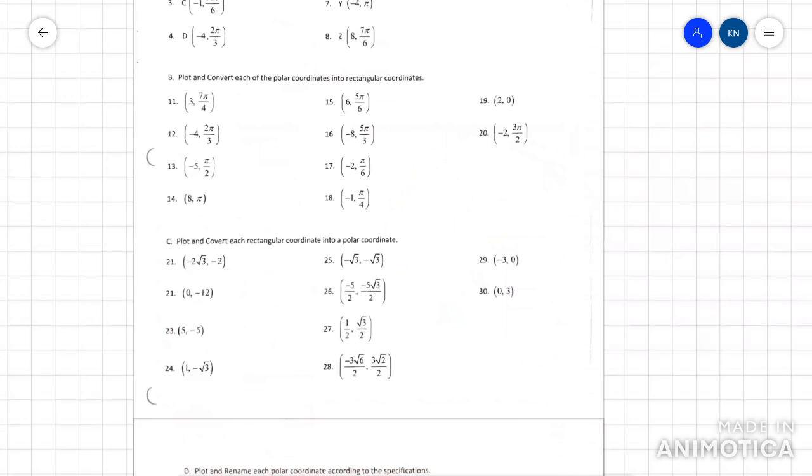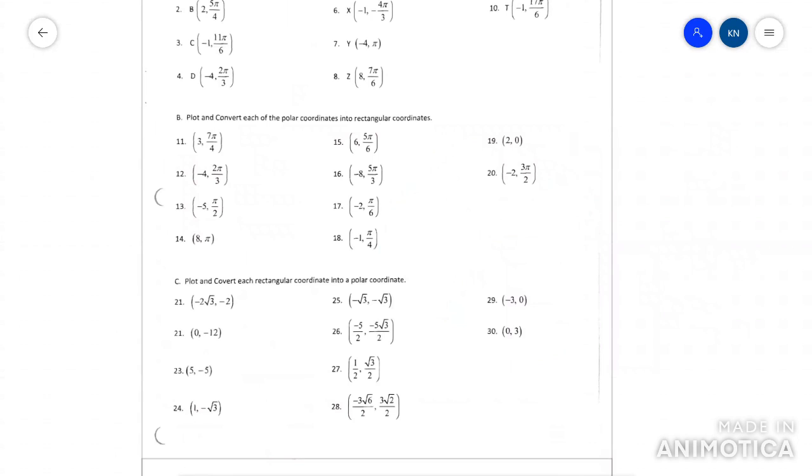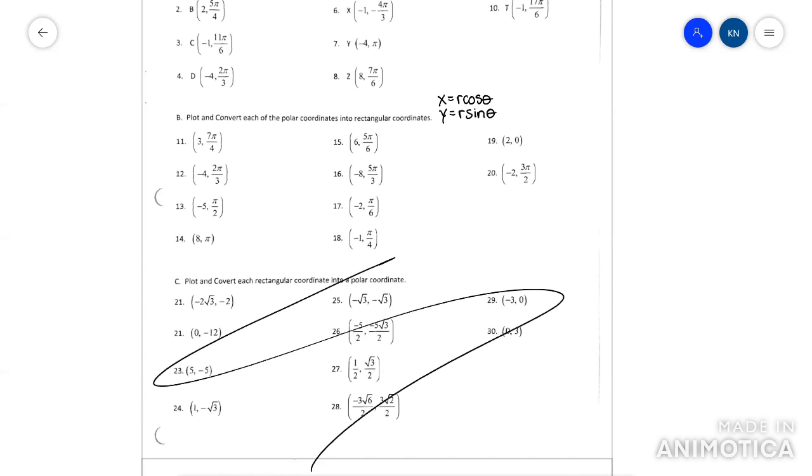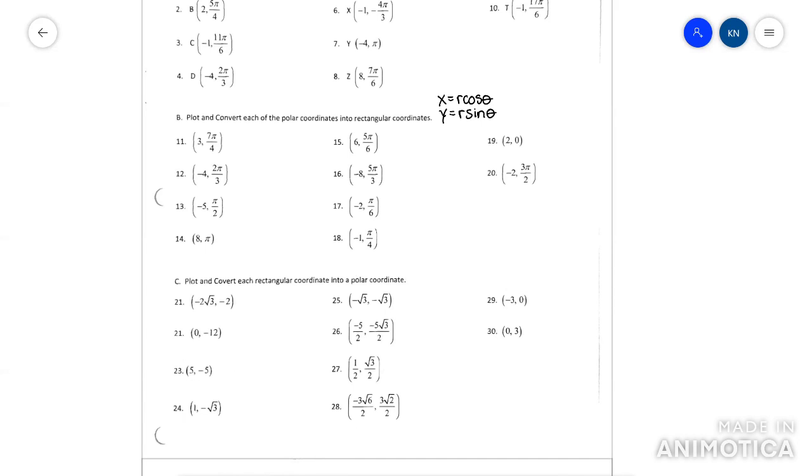Here we go. A couple things, background information you're probably going to want to know going into this. For section B, you need to know that x is r cosine theta and y is r sine theta. I'll wait for C as well. C has some important information you need to know, but I'll wait for that. Let's go ahead and look at all these.